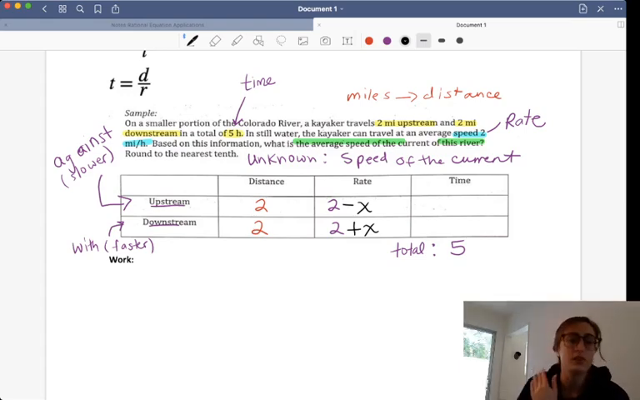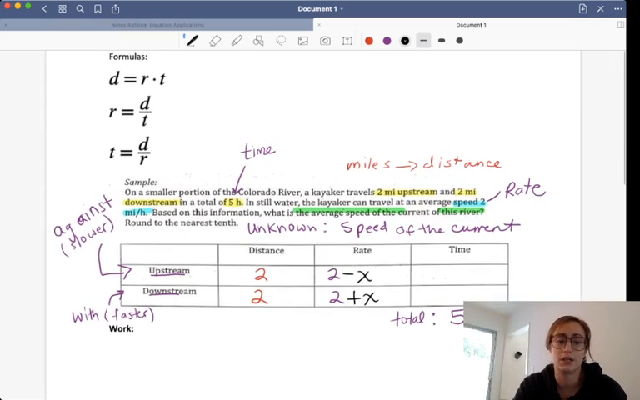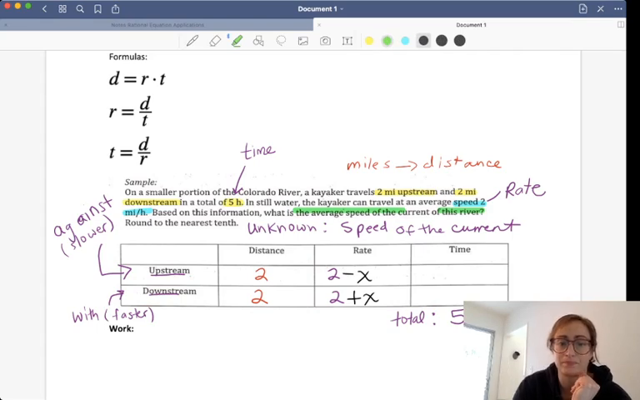Okay, now this is where the formulas I put up here are going to come in handy. So if you look, the part of our chart that we haven't filled out yet is time. So time. So I'm going to look at the formula that has the t by itself, which is this one.